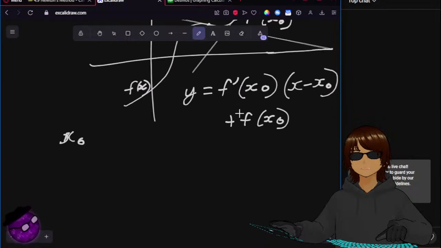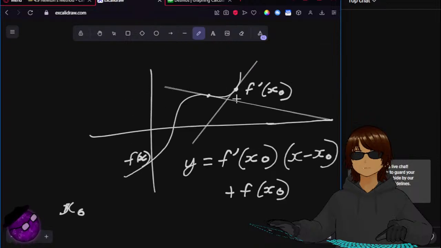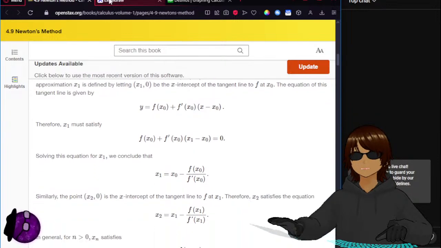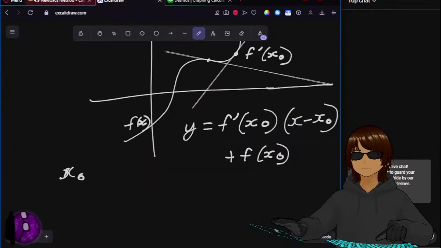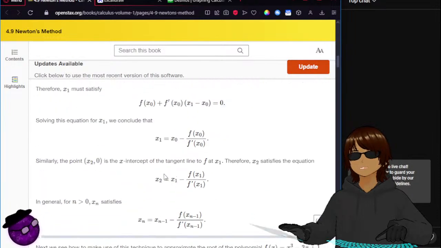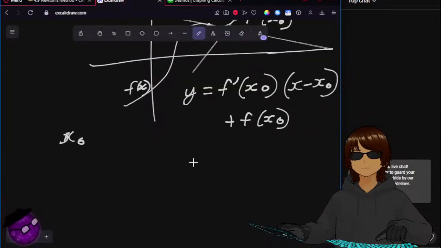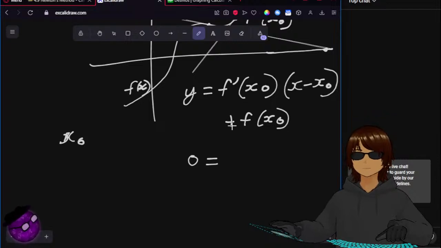So we take this formula, put x equal to 0, I think. No, y is equal to 0, I mean. And then we solve for x, and that becomes our x1. So we do y is equal to 0. Basically, we try to find this point for the new x.